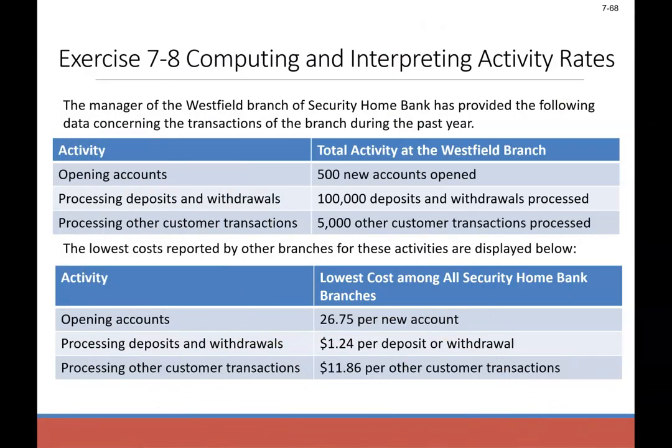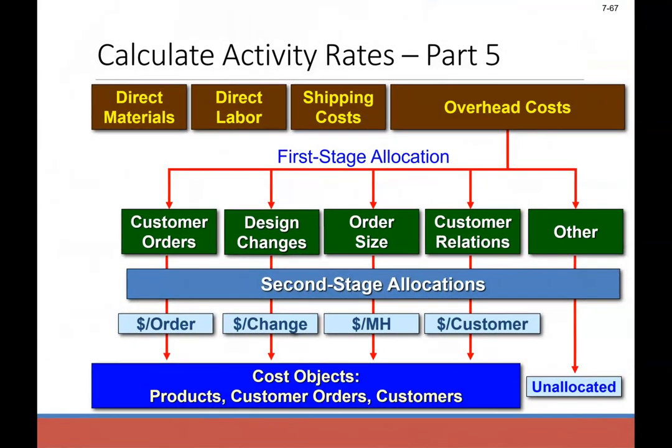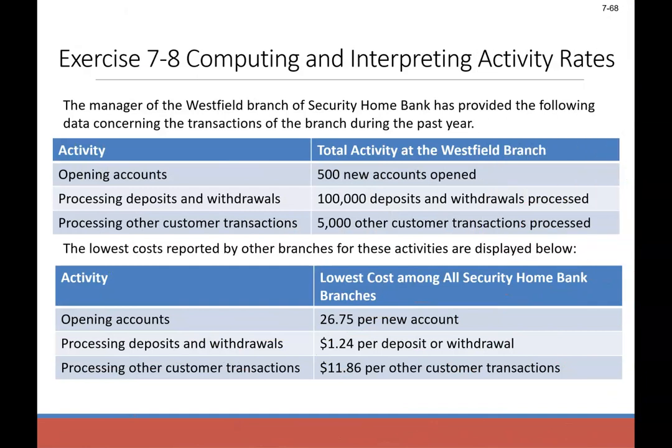The first stage allocation channels costs to the activities. The second stage allocation then brings it to a per-unit cost. How much is it costing per order? How much is it costing for each change? How much is it costing for each machine hour? How much is the customer relations costing? So we're bringing it down to a closer level: per order, per job, per machine hour.